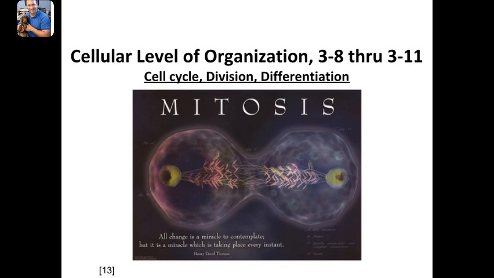And here we've got this Henry David Thoreau quote. It says, "All change is a miracle to contemplate, but it is a miracle which is taking place every instant." And believe it or not, every instant you've got cells in different levels of reproduction. So your cells are splitting. Countless cells are splitting every single moment. And we're going to talk about cell division and how it happens in different stages.